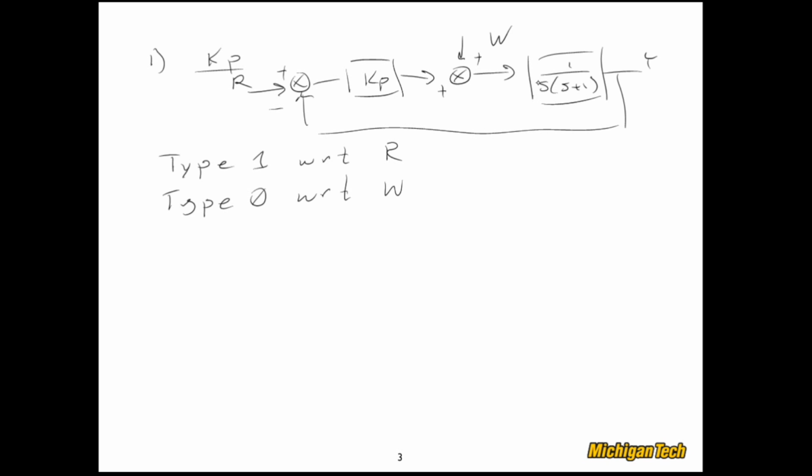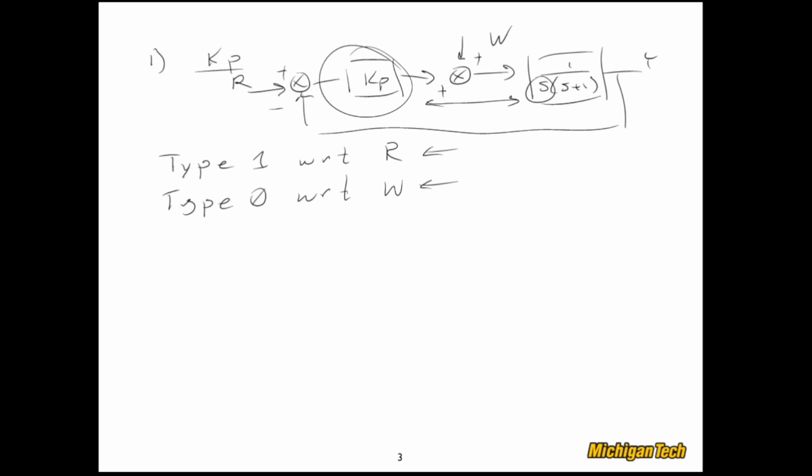We can draw that conclusion just by looking at the poles at the origin of these two pieces. So if I add up the poles at the origin in both of those two transfer functions, that gives me this system type. And if I just focus my attention on the poles at the origin of that transfer function, it gives me this system type. And that's only because it's unity feedback.